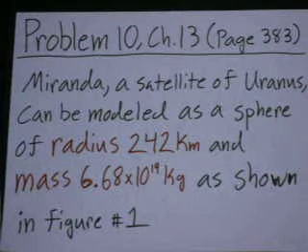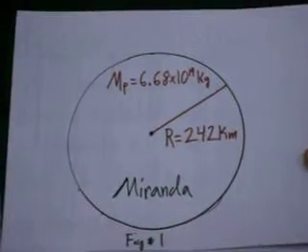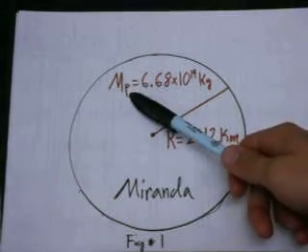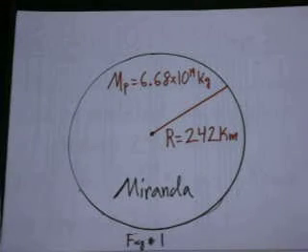As George has probably already told you 1,000 times, the first part of every problem is to draw a picture, which I have so neatly drawn here. In this, I have labeled capital M, lowercase p, to be the mass of the planet, and capital R to be the radius of the planet.